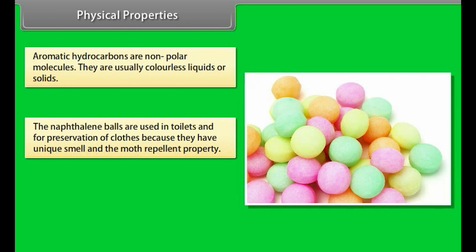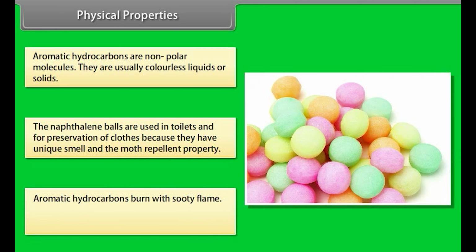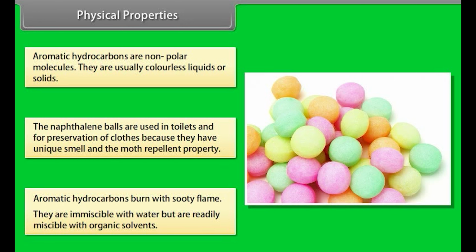The naphthalene balls are used in toilets and for preservation of clothes because they have a unique smell and moth-repellent property. Aromatic hydrocarbons burn with a sooty flame. They are immiscible with water but are readily miscible with organic solvents.